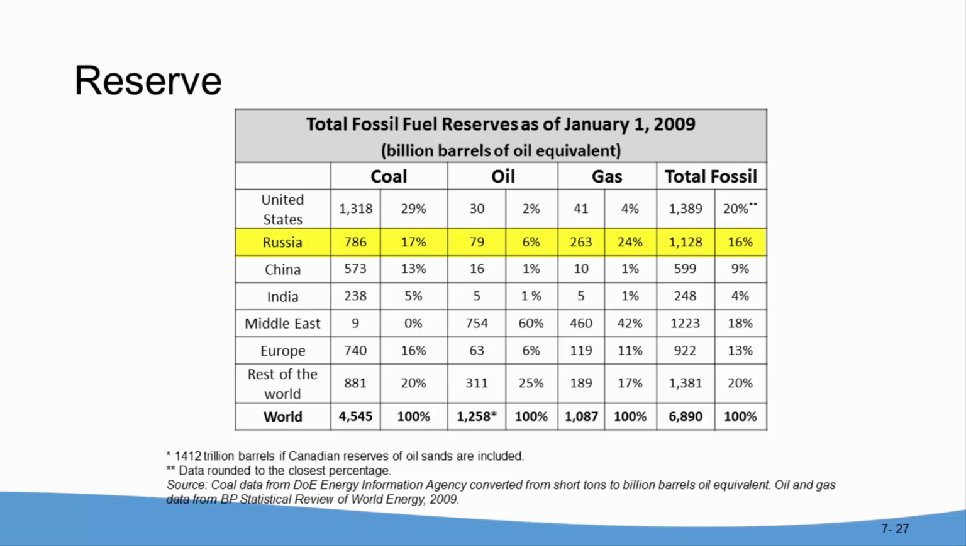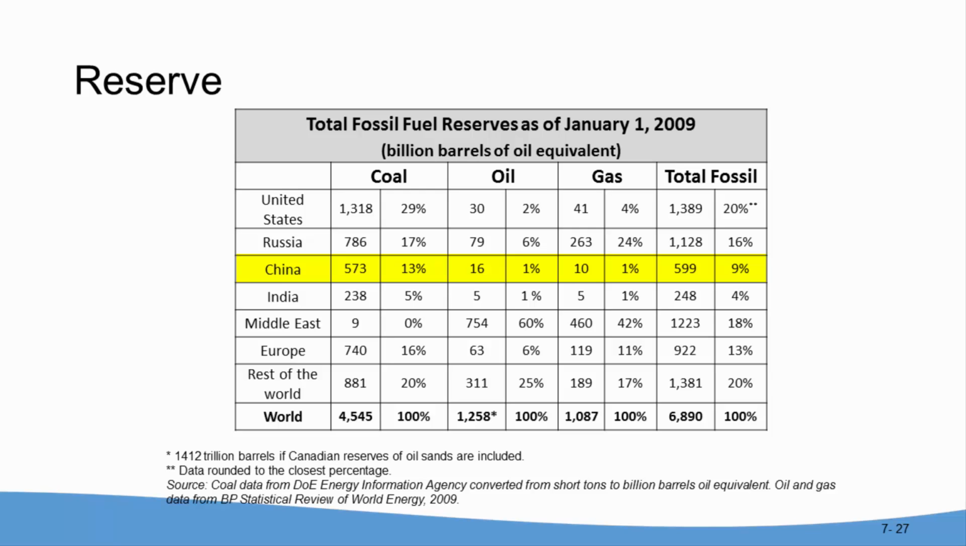Russia, on the other hand, is very high on oil and natural gas. Basically about a quarter, or 24%, of the entire natural gas in the world resides in Russia. Oil is relatively high, about 6%, and it also has some coal, but not as much as the United States. China has pretty much only coal. There's no oil or natural gas reserve there.